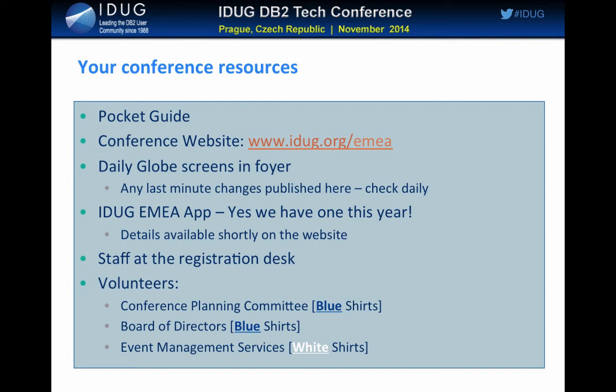The second place to look is the conference website, idug.org/EMEA, where you'll find all the information on everything that's happening during the whole week. Sometimes last-minute changes are necessary, perhaps if a speaker has become ill or can't make it to the conference. If that happens, there are some screens in the foyer which are going to display the Daily Globe, which is an update that we provide every day. It provides information on any last-minute changes during the conference, so please be sure to check that daily.